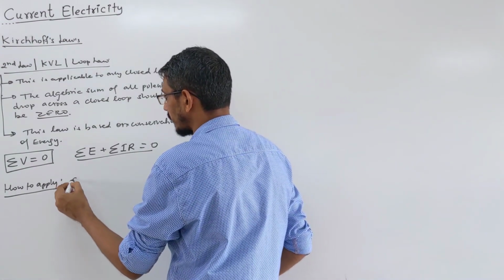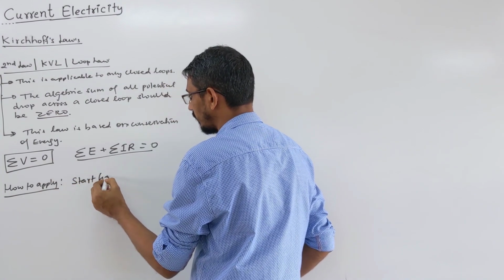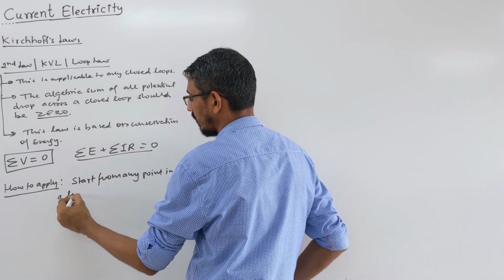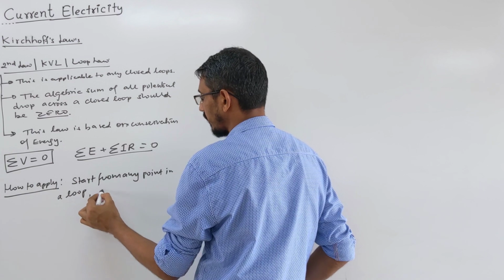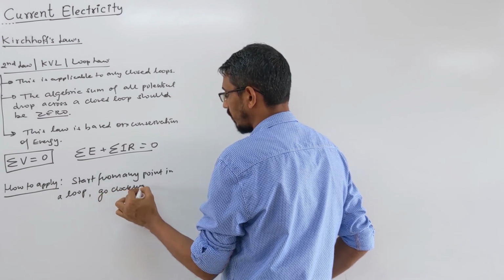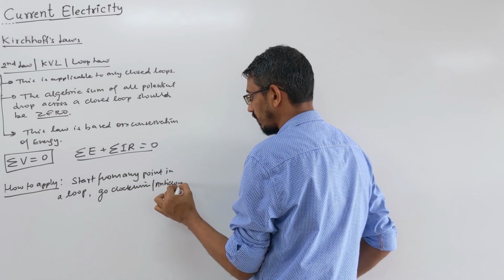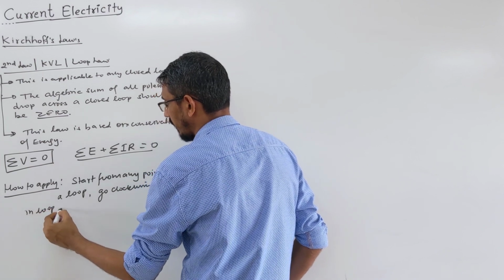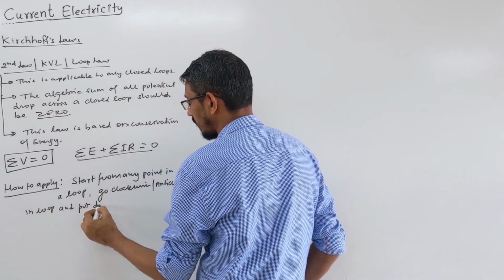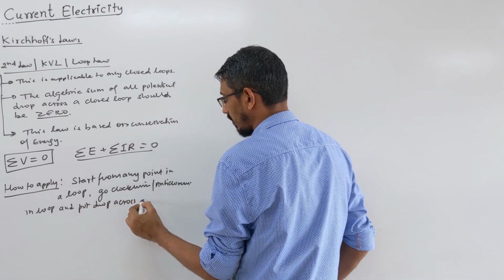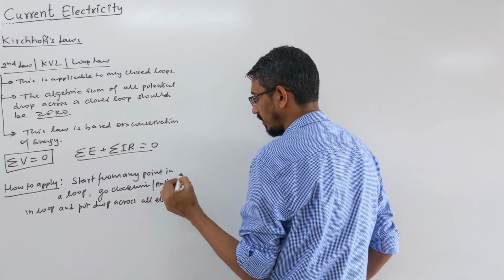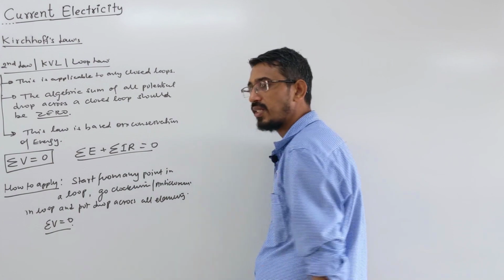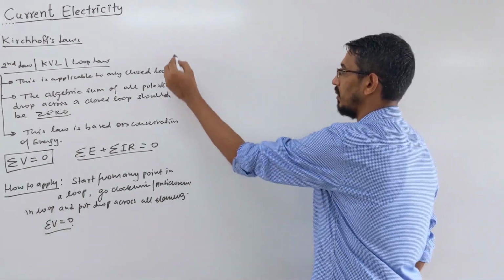So what you do, start from any point in a loop. You can go clockwise or anti-clockwise, no problem. In the loop, write the potential drop across all elements. Then write the net potential drop, and this net potential drop should be equal to 0. Something will be unknown, and that unknown you can find with the help of this law.